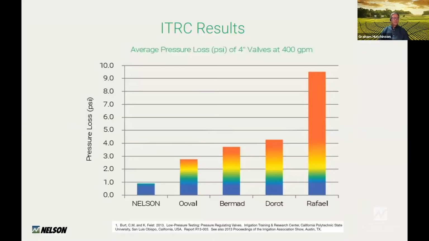A few years ago, the Irrigation Training and Research Center at Cal Poly in California did a test on a number of different valves that were available in the market. And you can see that the friction loss through those valves was quite different. 4-inch valves are quite common as zone control valves in California, so that was the size of valve that was picked. And you can see there's a dramatic difference in friction loss between those valves.